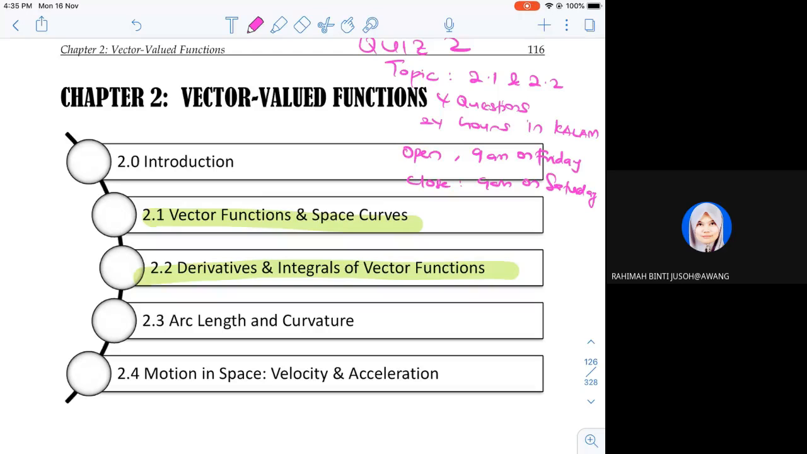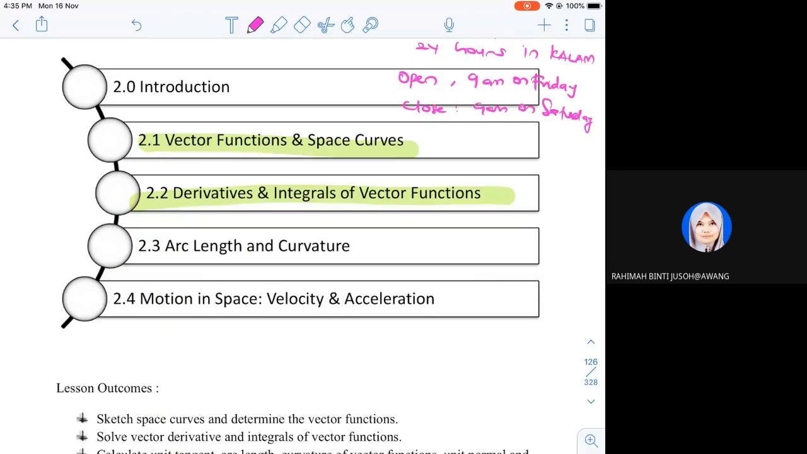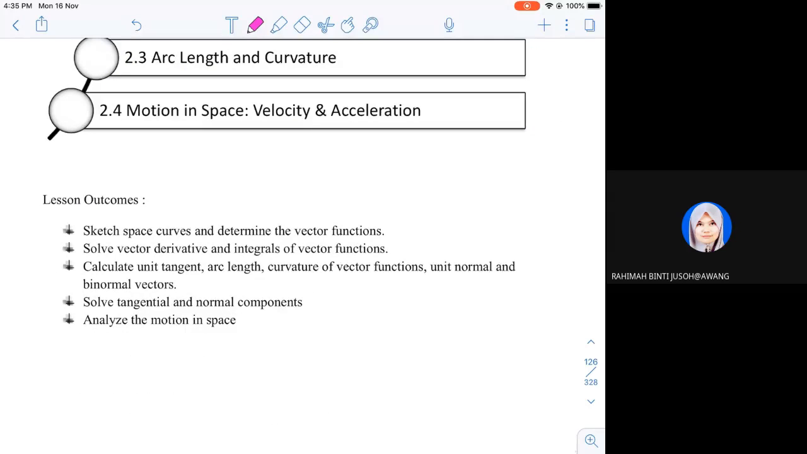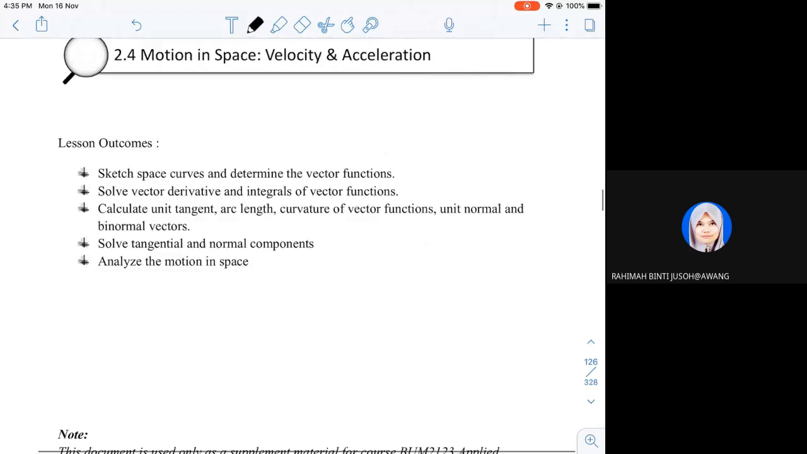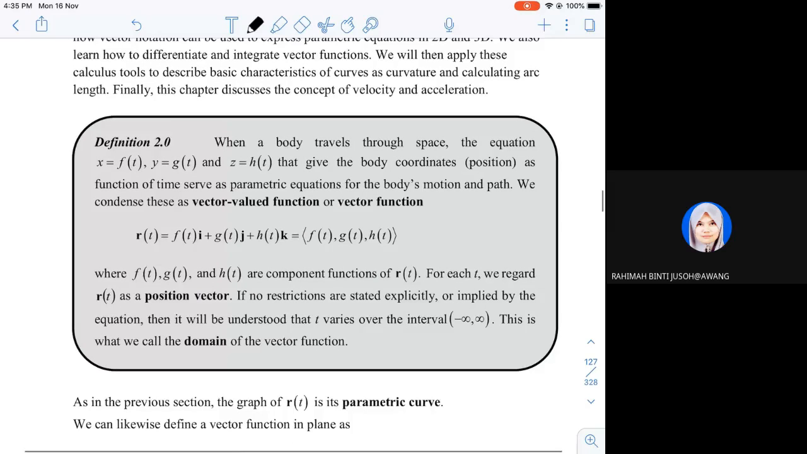Okay, right, sedikit iklan pula. So we get back to our lecture today, vector value functions. I believe some of you did not watch all the videos yet, but that's okay. I will cover all subtopics today and I'll give you some examples.